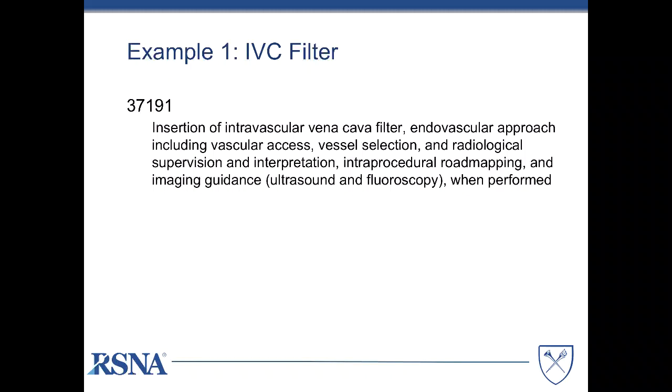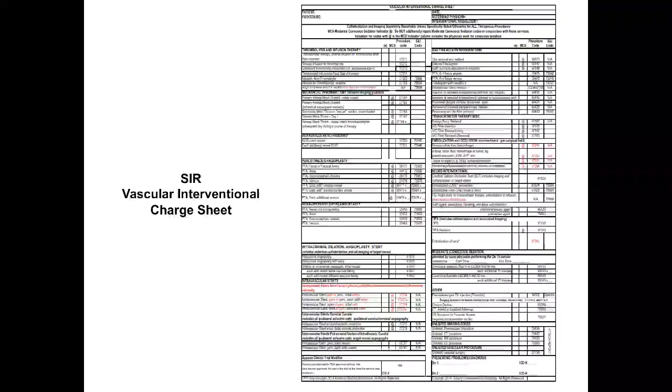It includes the vessel selection, radiological supervision and interpretation, any road mapping, any imaging guidance, all when performed. It's a bundled code. Now, how would you code this case? I guess you could page through the entire CPT book and hope that you stumble upon the right code. Or you could use the charge sheets created by the Society of Interventional Radiology.